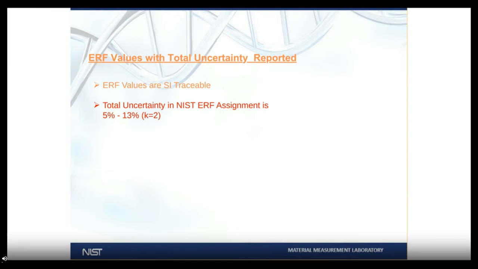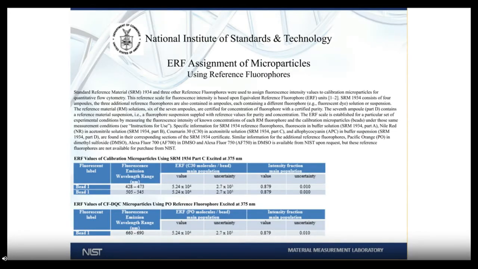So what are the final values that we give to our customers? We give ERF values with total uncertainties reported. The ERF values are, in most cases, SI traceable, and the total uncertainty that we give is a 2 sigma, 95% confidence level uncertainty, which has ranged from about 5% to 13%. We also give each customer a NIST certificate. This is an official NIST document which tells the ERF value for a particular bead and fluorescence channel and the related uncertainty.